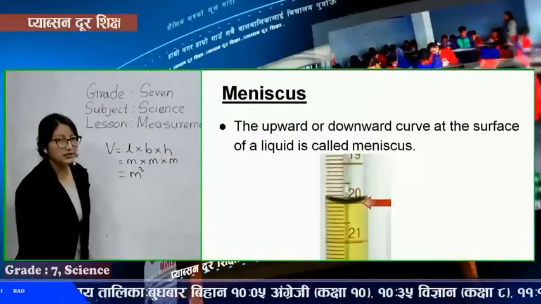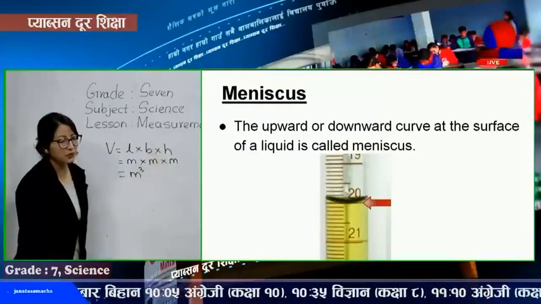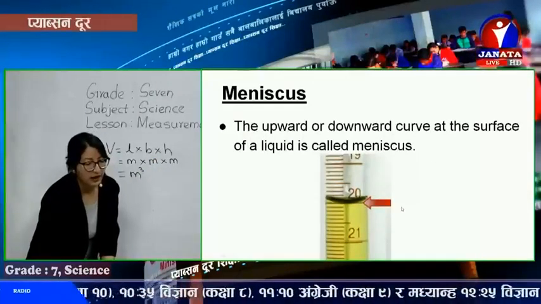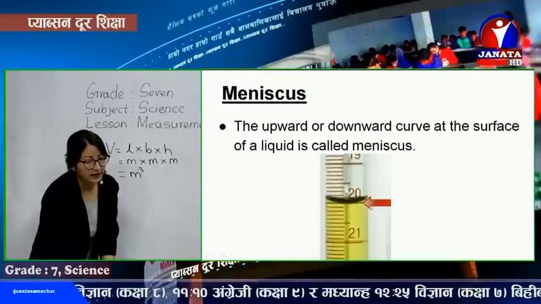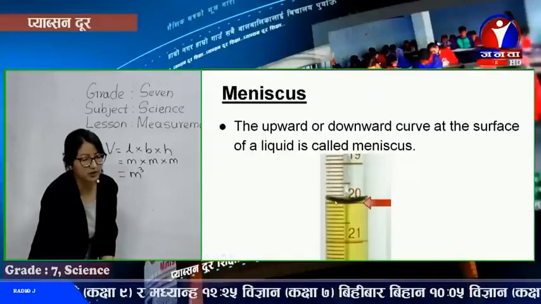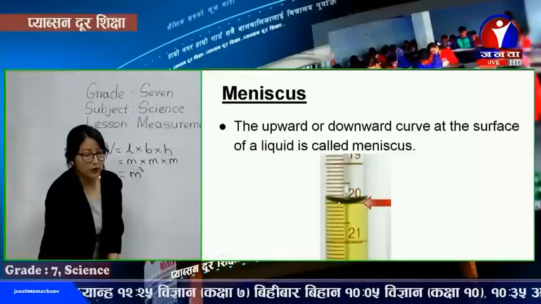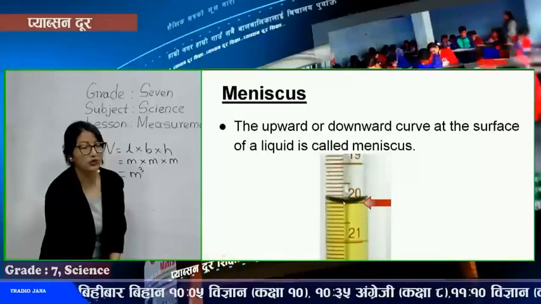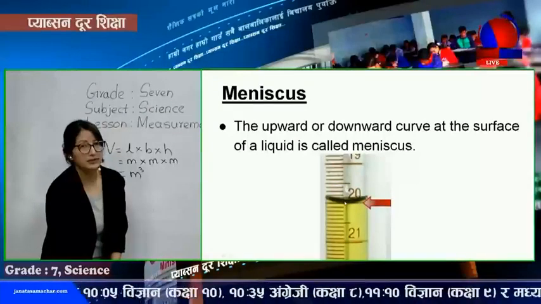The measuring cylinder is here, and a liquid is kept over there. And the arrow being shown, you can just check the arrow being shown over here, and it's pointing towards a curve. You can see the upward facing curve here on the surface of the liquid. This sort of curve is called meniscus.